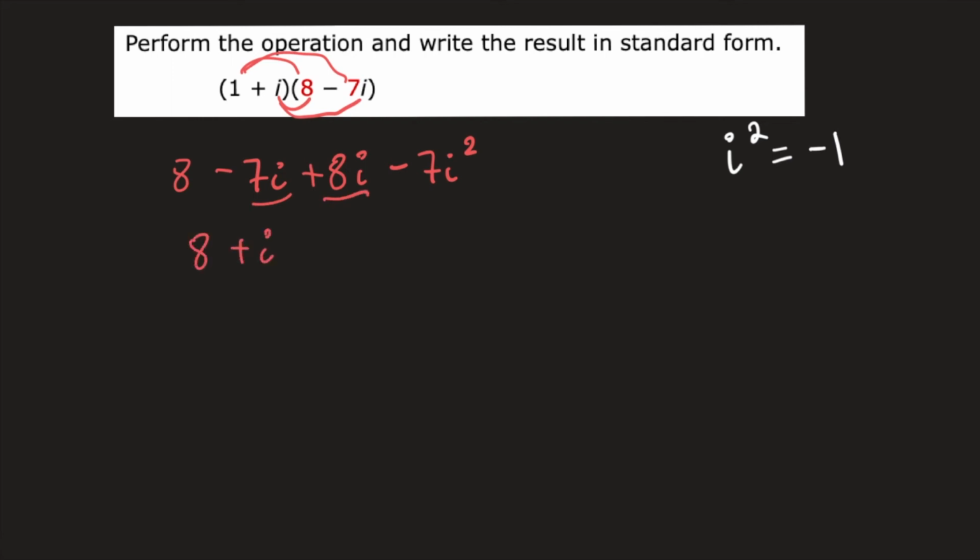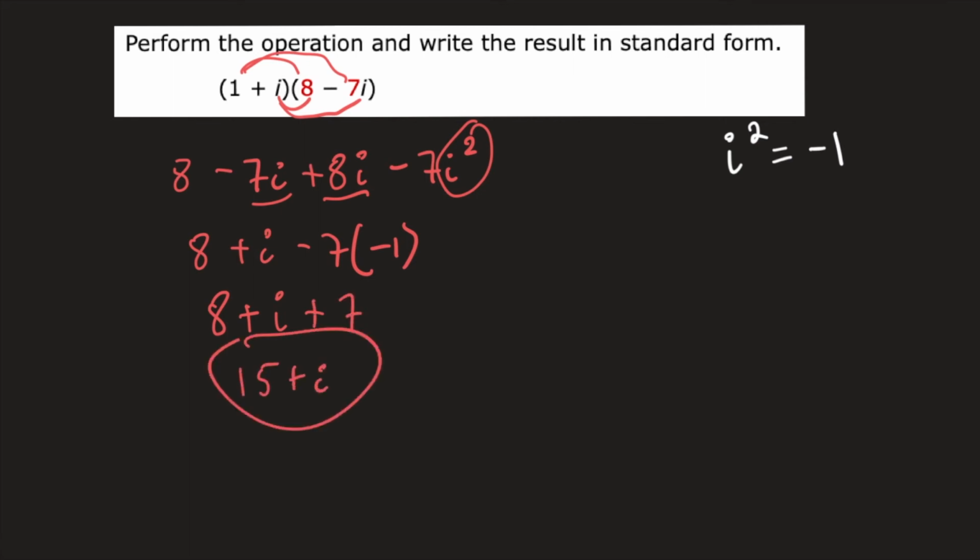And as we said before, i squared is -1. So I can write -7 times, instead of i squared, I'm going to write -1. Now we're just going to simplify. 8 plus i, two negatives make a positive 7. Therefore, 15 plus i is my answer.